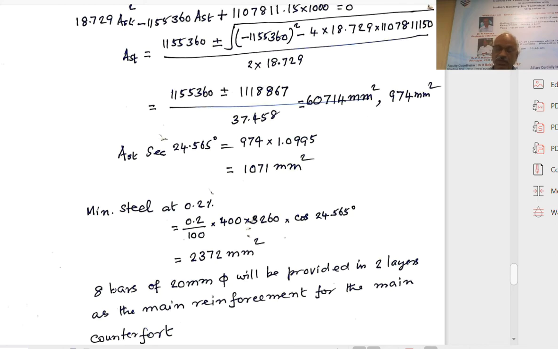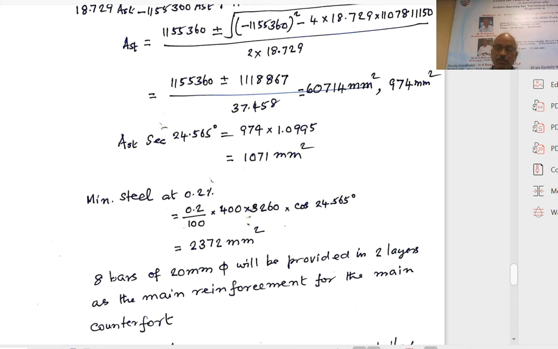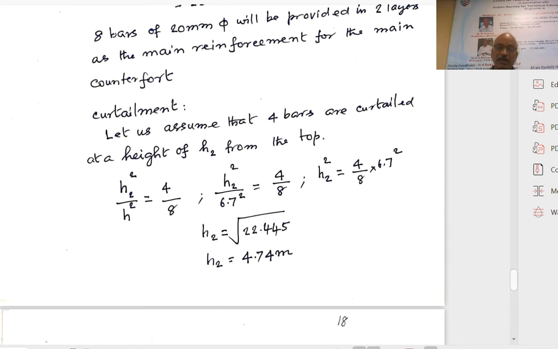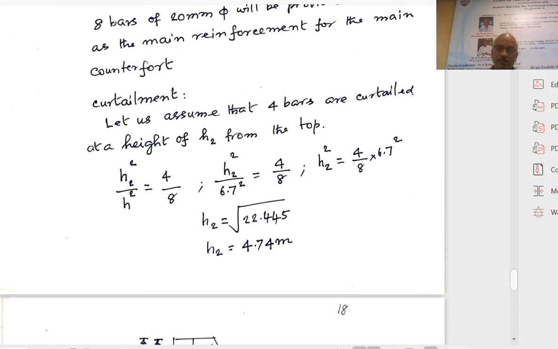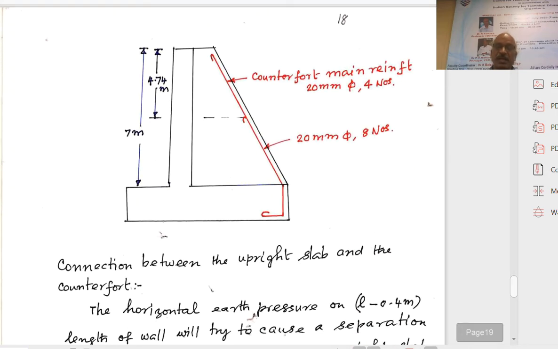Minimum steel is 2372 mm square. Therefore let us provide 8 bars of 20 mm diameter in 2 layers. Again it is 400 mm. You cannot accommodate 8 bars in a row, then you will not be able to do the concreting. Therefore provide the 8 bars in 2 layers, as a main reinforcement for the main counterfort. So this bar will be provided like this. You can see the main reinforcement, counterfort main reinforcement, 20 mm diameter, 8 numbers at the bottom.